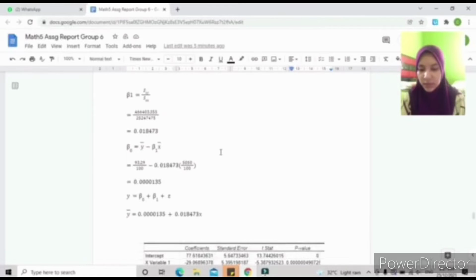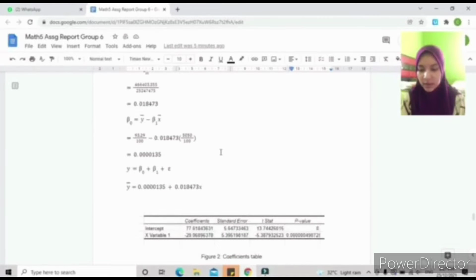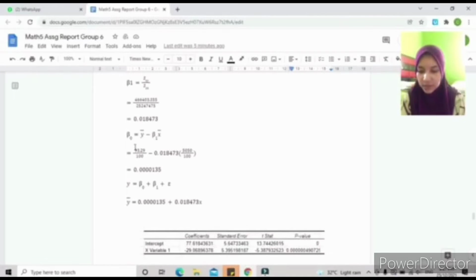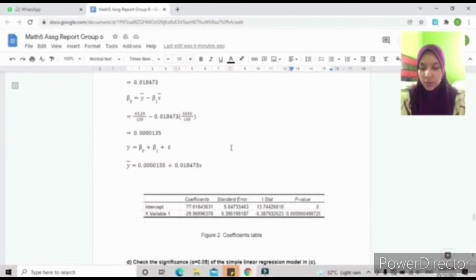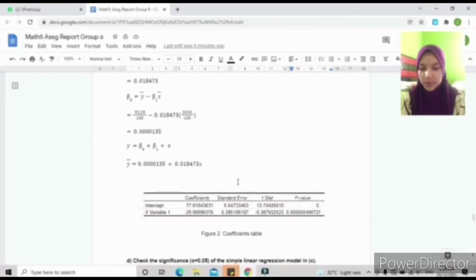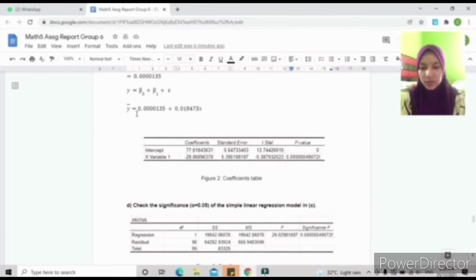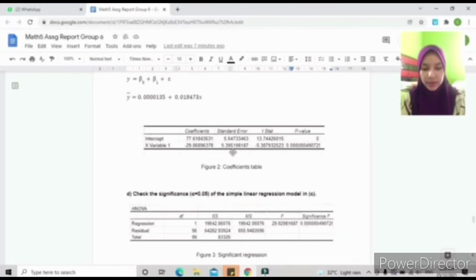0.018473. And then we can find the beta naught, which is Y bar minus beta 1 X bar. We just compute the value. We got 0.0000135. The last one is we find the value of y. So this is the formula, and then we got an equation which is y equal to 0.0000135 plus 0.018473x. This is the coefficient table that we got from using Microsoft Excel.